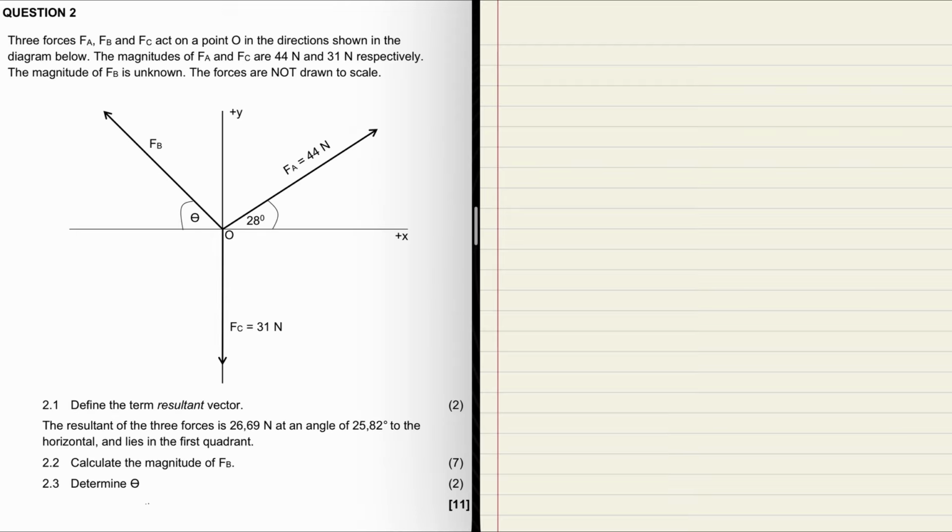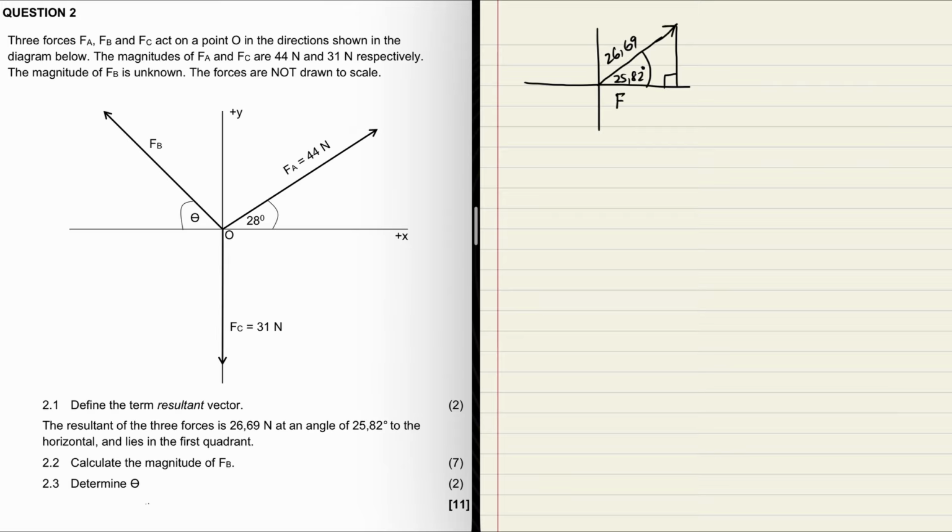The next part of the question says the resultant of the three forces is 26,69 newtons at an angle of 25,82 degrees to the horizontal and lies in the first quadrant. So if I have a Cartesian plane like this, then my resultant is going to be here. It's going to have a length of 26,69 and the angle is 25,82 degrees. I can then break this and make it into a triangle. That's going to give me two components now.